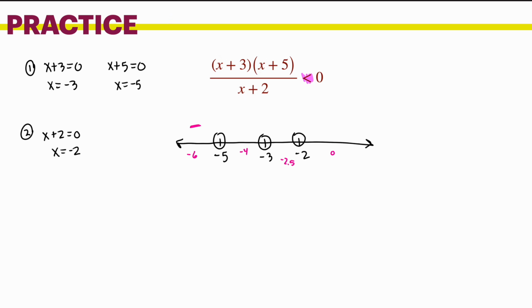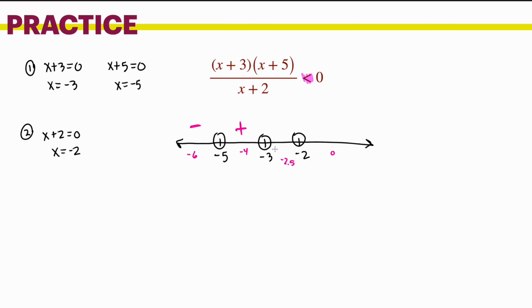Now I'll do it again with negative 4. Negative 4 plus 3 will give me a negative number. It's negative 1. Negative 4 plus 5 turns positive because it's a positive 1. And negative 4 plus 2 is a negative 2. So a negative times a positive times a negative. There are two negatives, which means they cancel each other out. It is going to be a positive answer.